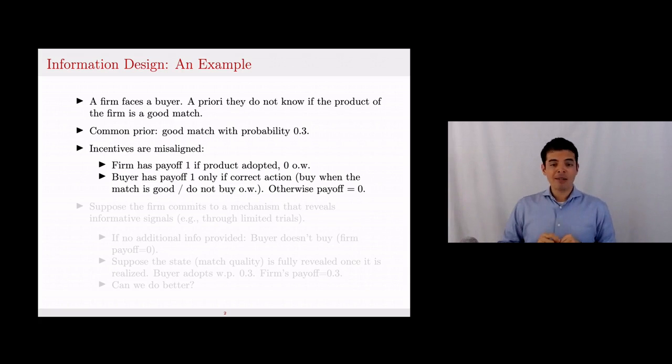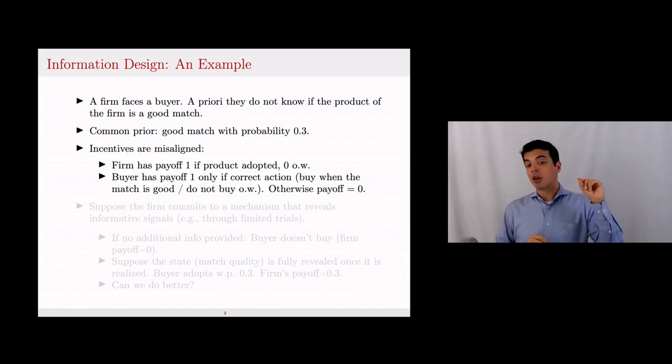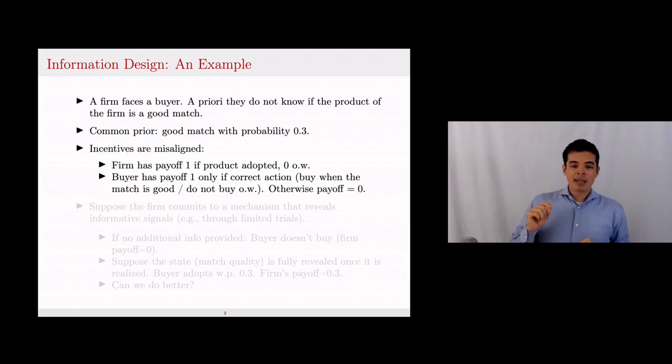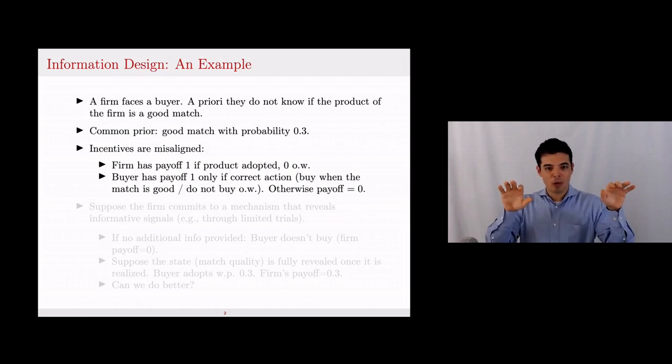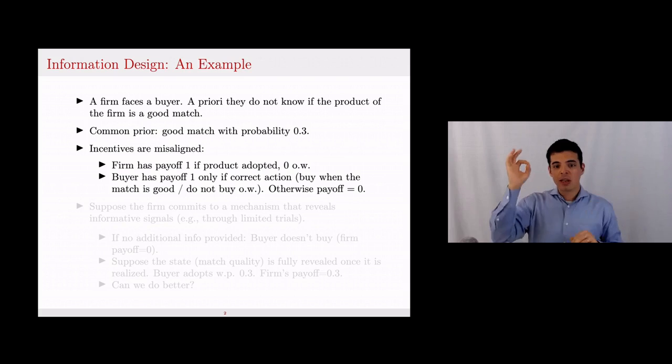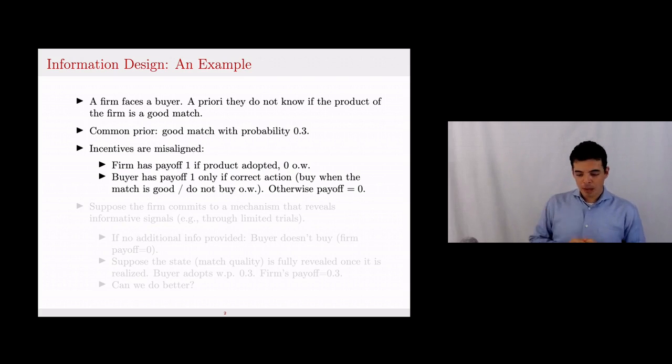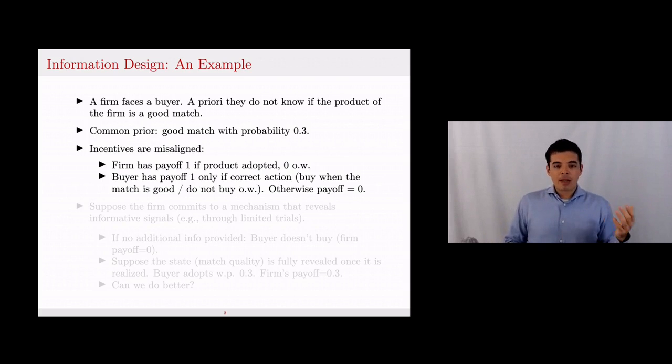The buyer, on the other hand, wants to purchase the product if the quality is good, and she does not want to purchase the product if the quality is bad. So the buyer has a payoff of 1 from taking the correct action. In other outcomes, if the product is of poor quality and the buyer purchases, or if the product is of good quality and the buyer does not purchase, the payoff is normalized to 0. Now, the question is, can the firm somehow persuade the buyer to go ahead and purchase the product?